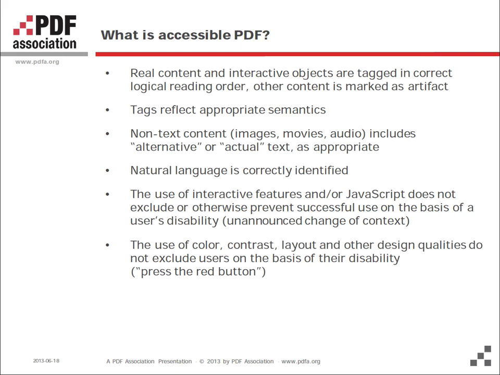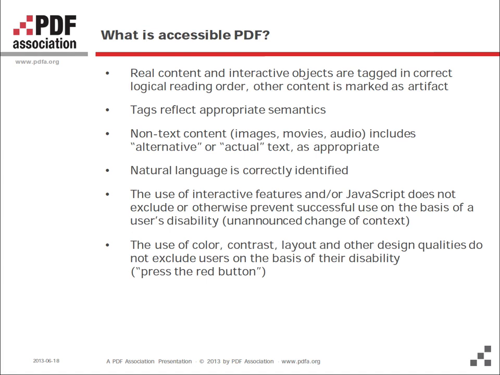First of all, it's key to recognize that the fundamental aspects of accessibility in PDF have to do with tagging the content, the real content on the page, as distinct from the non-real content on the page: artifacts, objects that have been placed there for decorative purposes or have other functional attributes, such as grid lines on a table. Nobody really wants to hear alternative text for grid lines on a table. So real content and interactive objects, annotations, form fields, and so on must be tagged in correct logical reading order. Other content must be marked as an artifact.